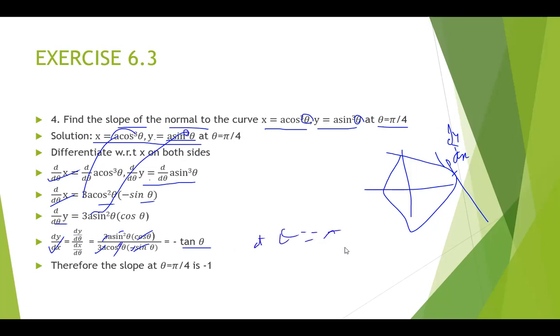Then at theta equal to pi by 4 they asked. You will put theta is pi by 4. Minus tan pi by 4 means the slope is minus 1. So the slope of tangent is minus 1, but I want the normal. What is the slope of normal? Let me call it m2. It is minus 1 upon m. Minus 1 divided by minus 1 means the slope of the normal becomes 1.